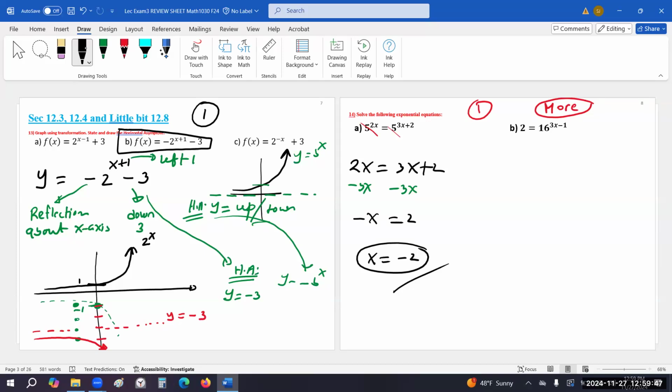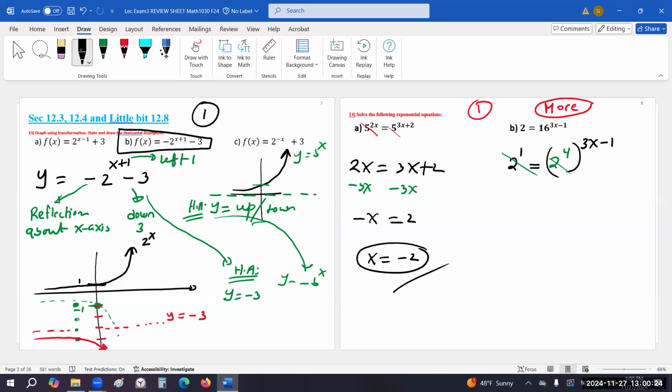Now the second type: the two bases are different, but we can convert the bigger base into the smaller base. So we keep our smaller base. It doesn't have any power, so we put an invisible 1. When you don't have any power, you always have 1 there. Not 0, it's 1. How can we rewrite 16 using 2? 2 to the 4, and this has an extra power. Now we have the same base. What do we do?